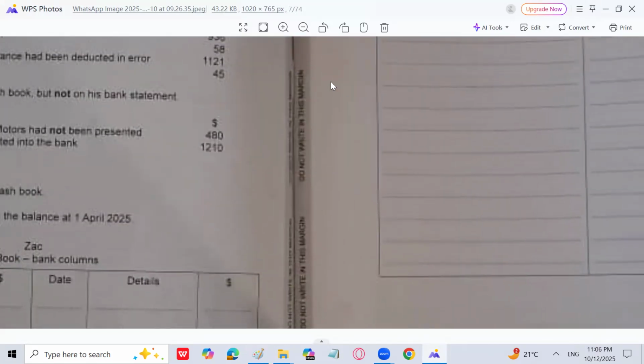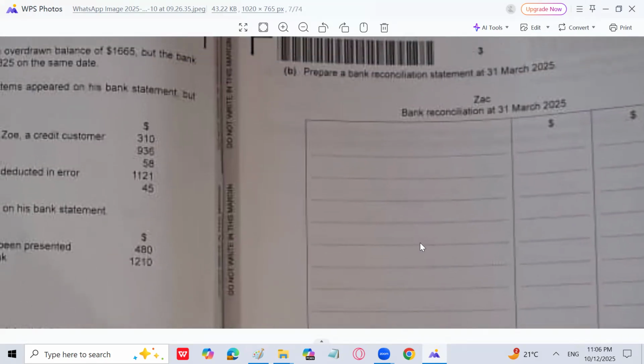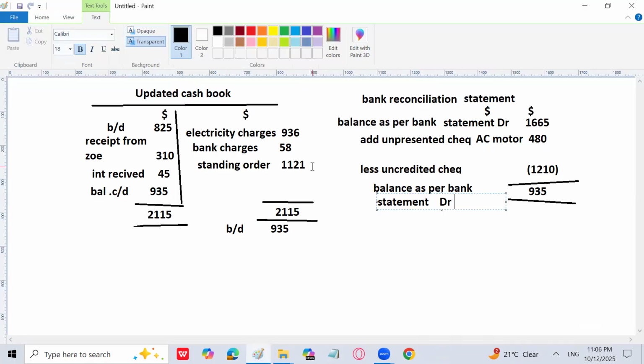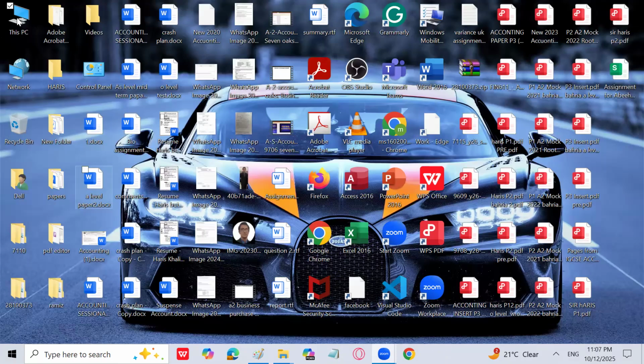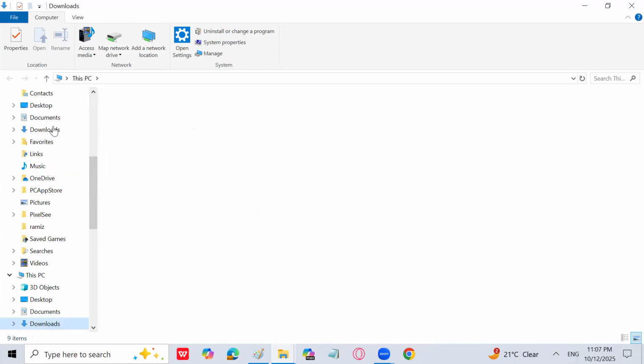He has asked to prepare the cash book first, and then he wanted us to prepare the bank reconciliation statement. As it is not mentioned which statement they want us to prepare, we can easily go for the bank reconciliation statement like we have prepared in the normal way. Now let's move on to the next parts of the question.